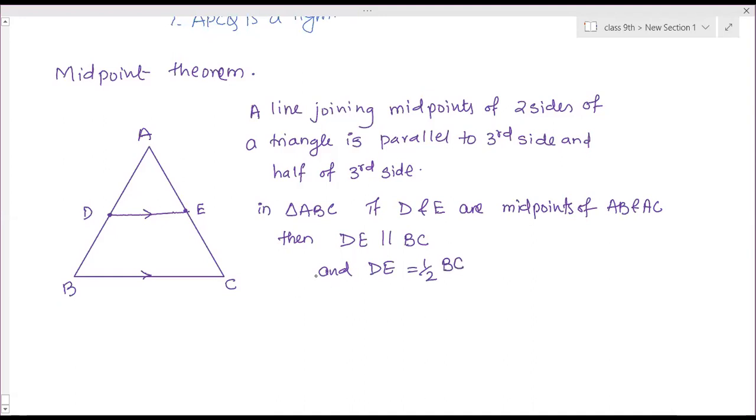Is the theorem clear? The statement? Yes, ma'am. That means the line joining the midpoints of any two sides. Any two sides, that can be BC also.